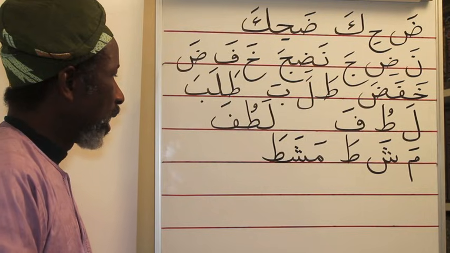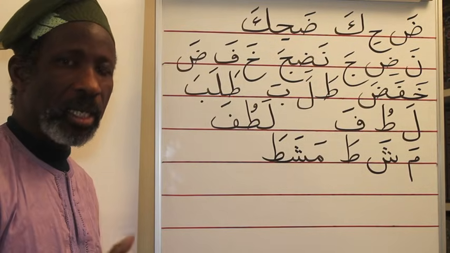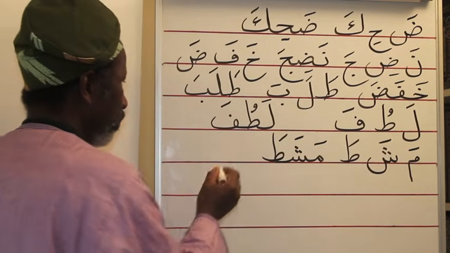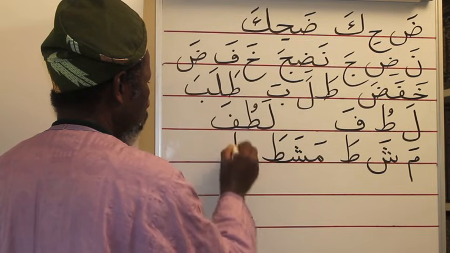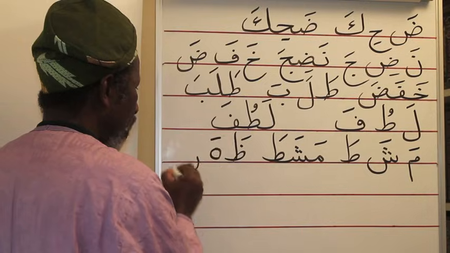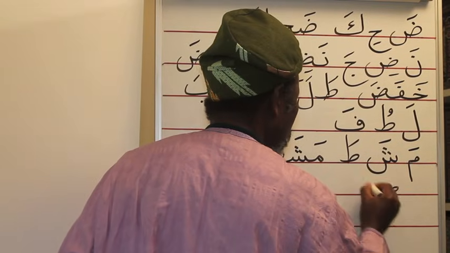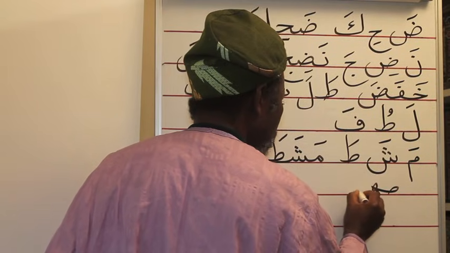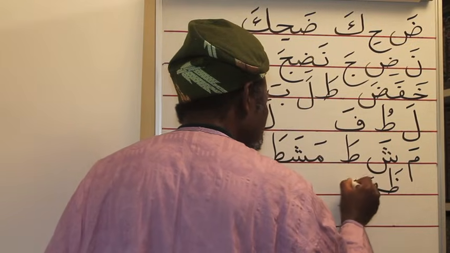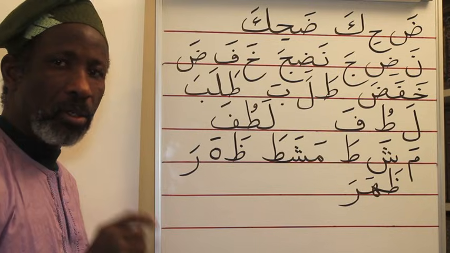Next letter, we now move to page 36, and that is dho. Dho, dhahara. Dho, ha, ra. Dhahara. Join. Dho, ha, ra. Dho, ha, ra. Dhahara.